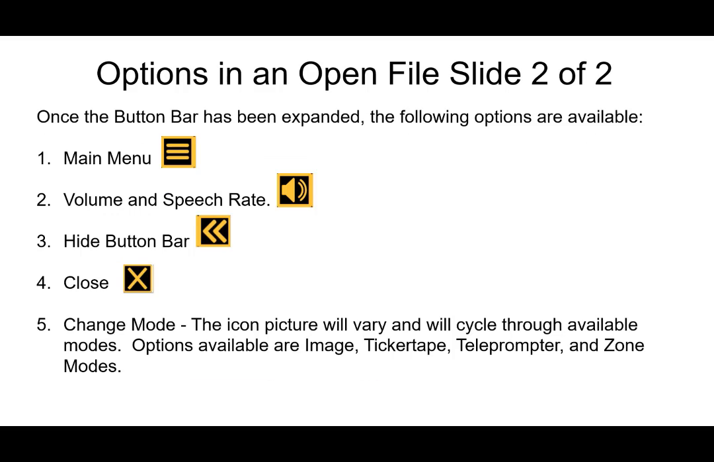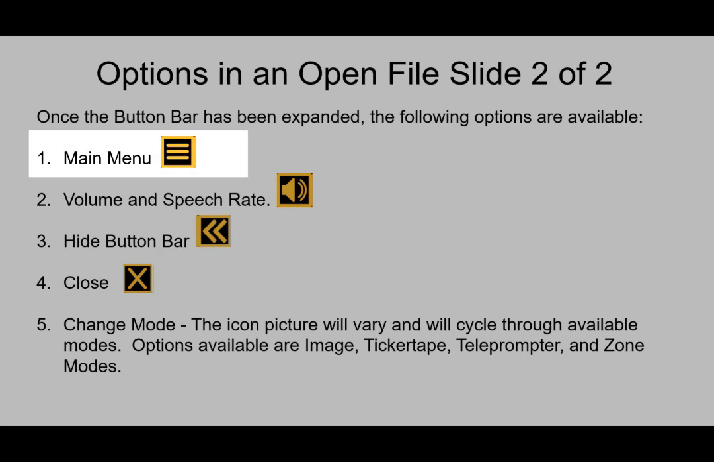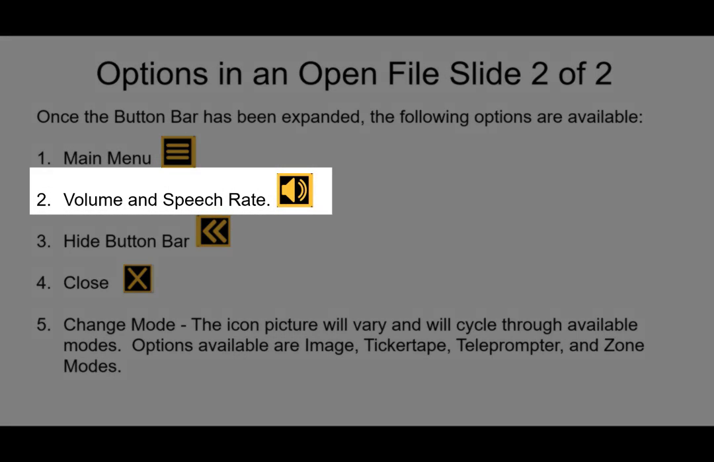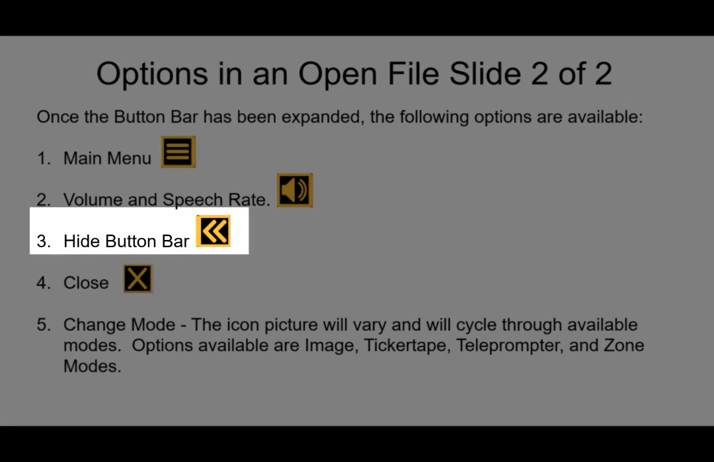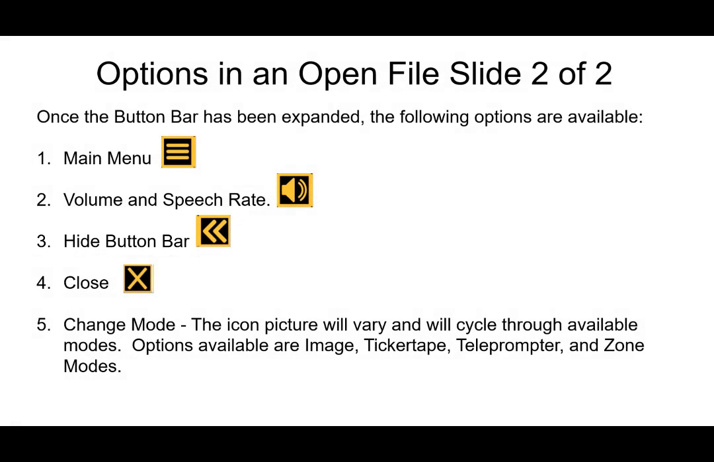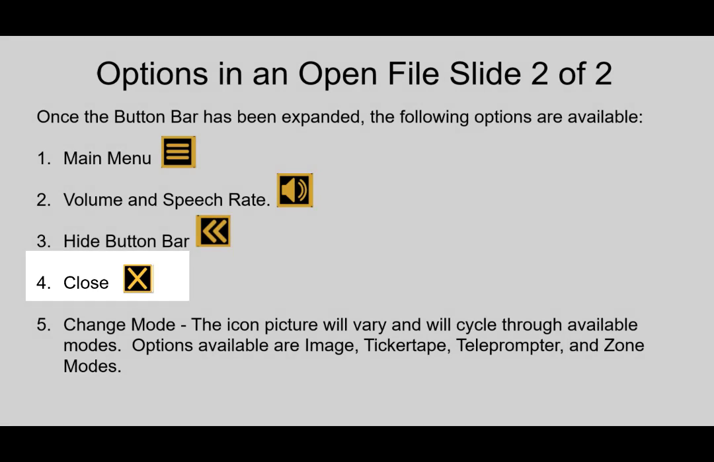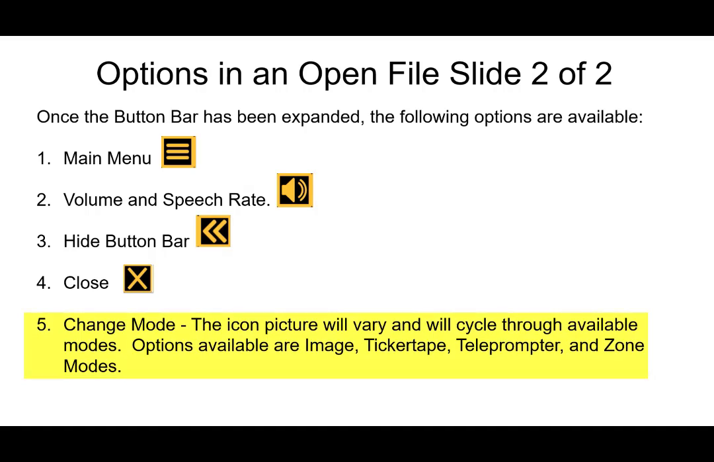So if you choose to expand that button bar, the following options are available. In the upper left, we will have your main menu button. Below that is the volume and speech rate button. On the lower left is the hide button bar, and that'll just collapse that button bar like usual. In the upper right is the close button, and that will take you out of that file entirely. On the middle, I guess, of the right-hand side is the change mode icon.